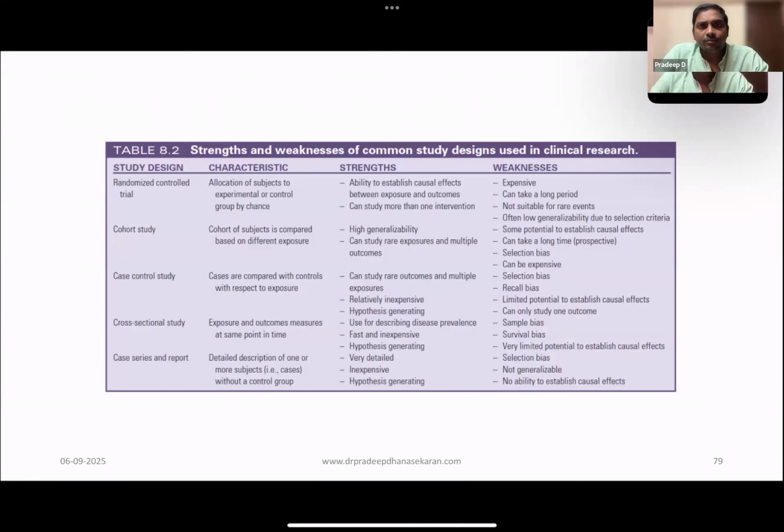This is a beautiful table from Sackett, which enumerates the characteristics of each study and also describes the strengths as well as the weaknesses. We'll briefly discuss the three important ones: randomized control trial, cohort study, and case control study. Randomized trial is used to establish the causal effects between the exposure and outcome, whether the exposure has resulted in an outcome, with bias or chance-related errors ruled out. That is the randomized control study. It is very expensive, can take a long period, and is not suitable for rare events. These are the weaknesses of the study.